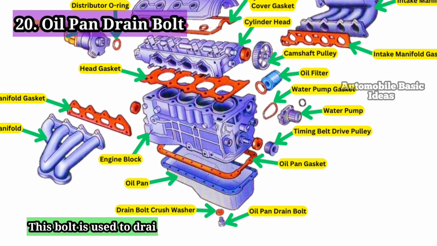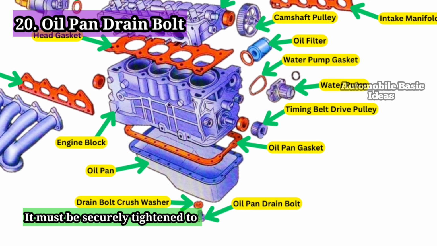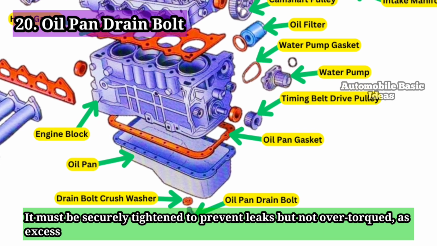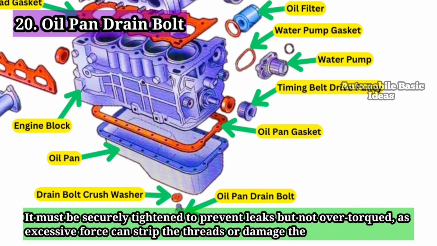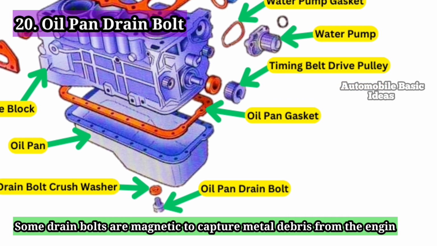19. Oil pan drain bolt. This bolt is used to drain old oil from the engine during an oil change. It must be securely tightened to prevent leaks but not over-torqued, as excessive force can strip the threads or damage the oil pan. Some drain bolts are magnetic to capture metal debris from the engine oil.